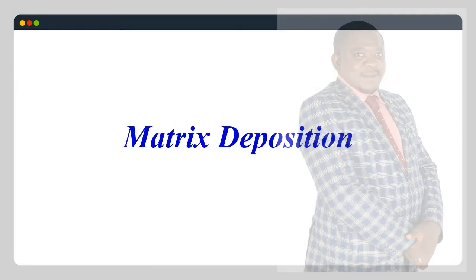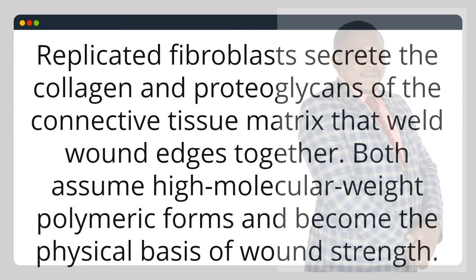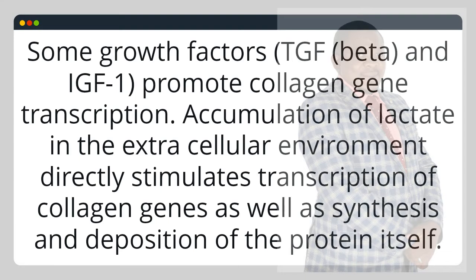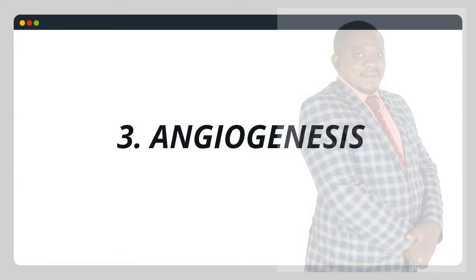Matrix deposition. Replicated fibroblasts secrete the collagen and proteoglycans of the connective tissue matrix that weld wound edges together. Both assume high molecular weight polymeric forms and become the physical basis of wound strength. Some growth factors, TGF-beta and IGF-1, promote collagen gene transcription. Accumulation of lactate in the extracellular environment directly stimulates transcription of collagen genes as well as synthesis and deposition of the protein itself.